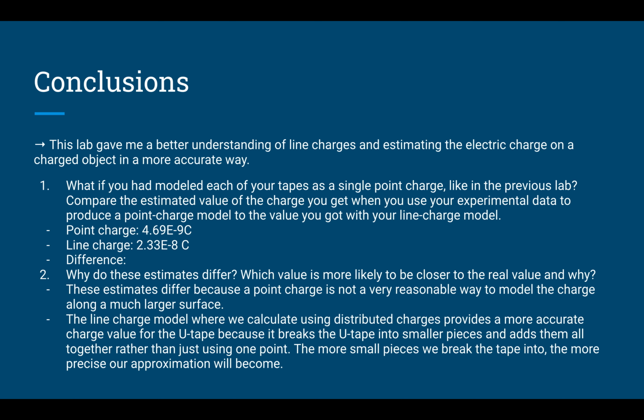These estimates differ because a point charge is not a sufficient way to model the charge on a much larger surface made up of many distributed charges. The line charge model is more accurate than the point charge calculation because the tape is broken up into smaller pieces, and the more smaller pieces we break the tape into, the more precise our approximations will become.